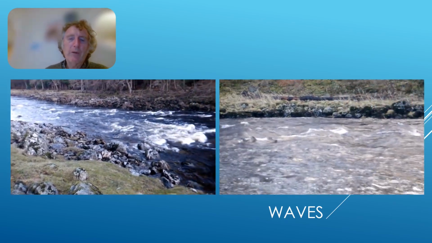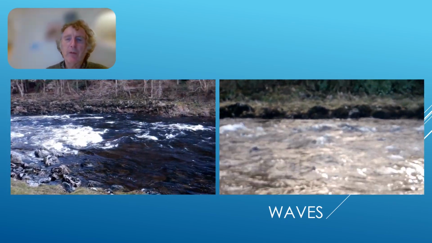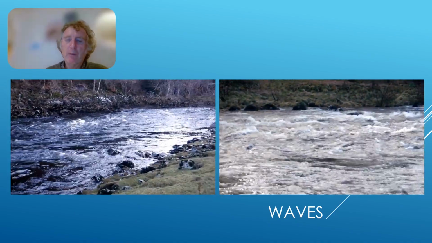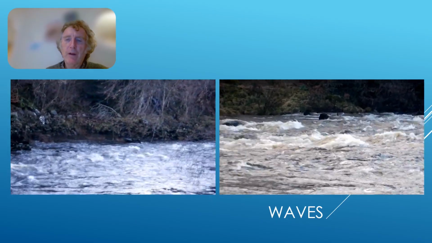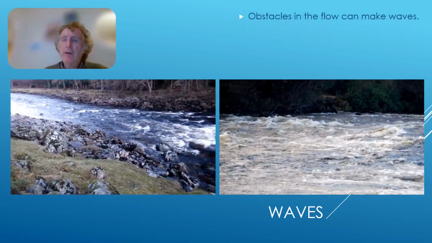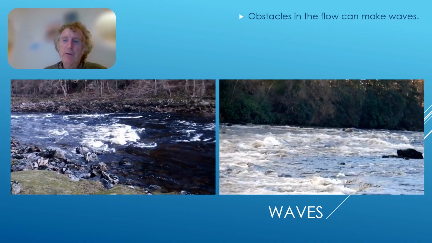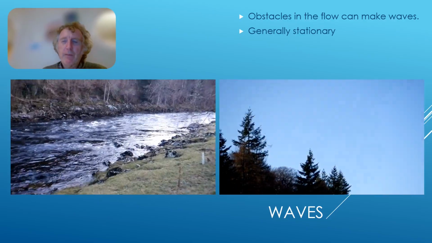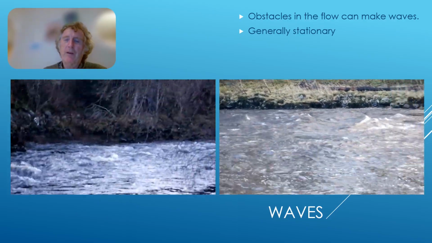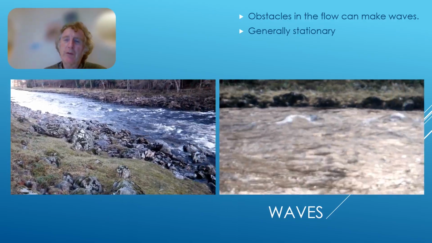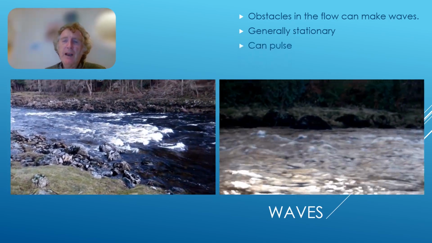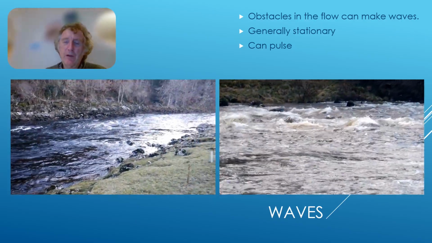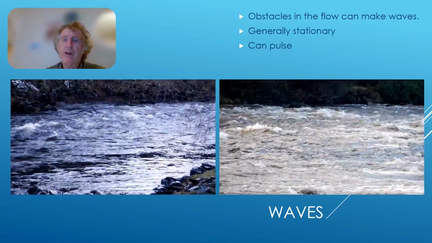So here we're going to look at waves, natural waves forming in a river due to the random way the rocks are distributed in a river. So obstacles in the flow can make waves, usually rocks. And they're generally stationary because the flow is going over the fixed obstacle. They can pulse because of turbulence in the water. The conditions can change over a period of seconds usually.